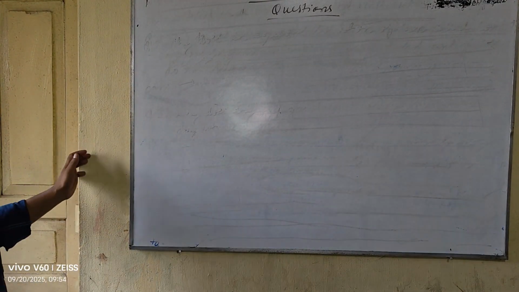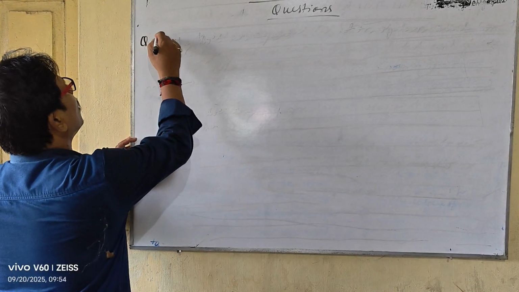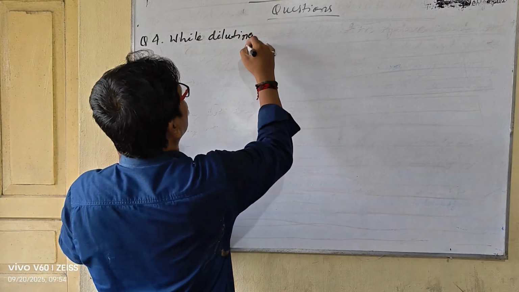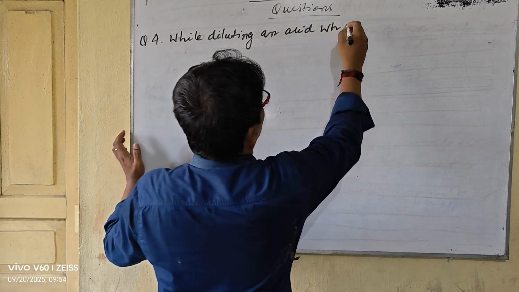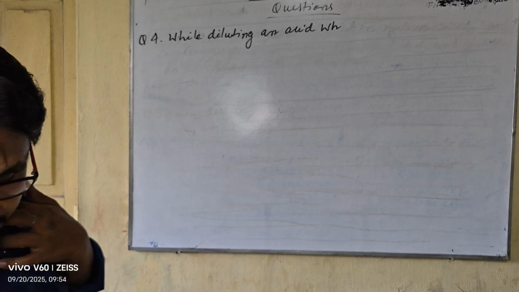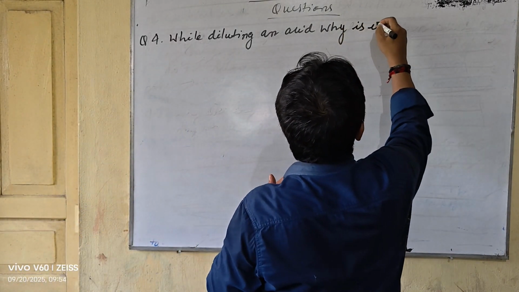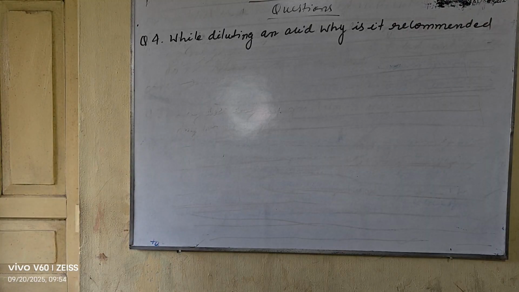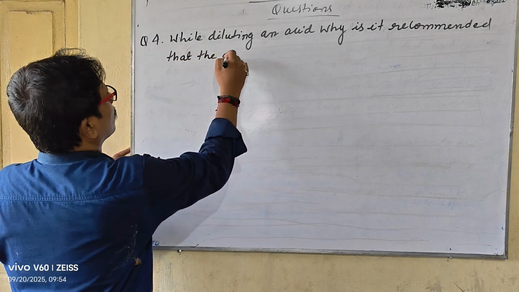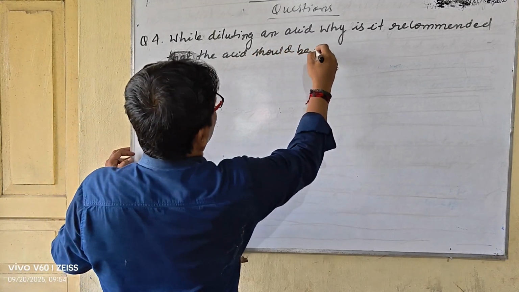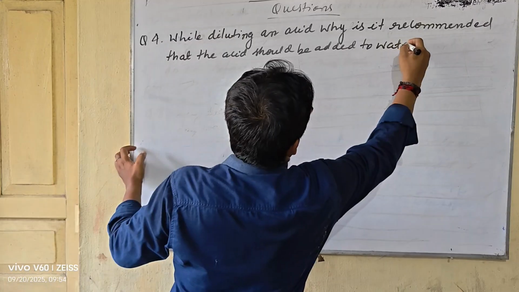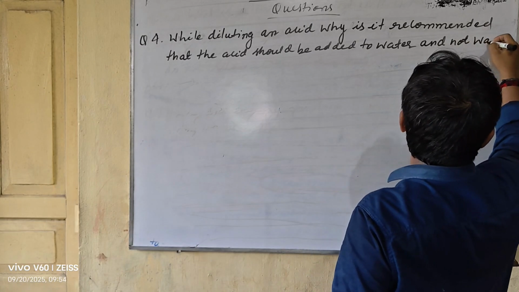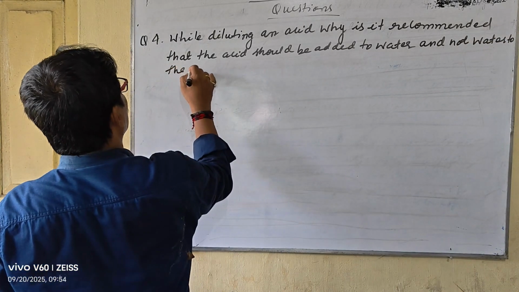Question number 4: while diluting an acid, why is it recommended that the acid should be added to water and not water to the acid? What is the reason for that?